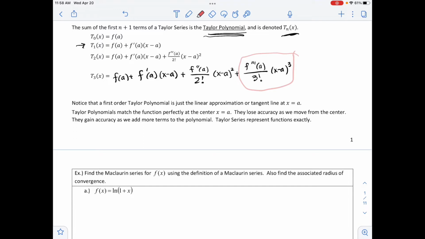And so right below it, it does say, notice that the first order Taylor polynomial is just a linear approximation, the tangent line. And so we saw this back in Calc 1. And then Taylor series polynomials match the function perfectly at the center x equals a. They lose accuracy as we move from the center. They gain accuracy as we add more terms to the polynomial. So the Taylor series represents functions exactly.